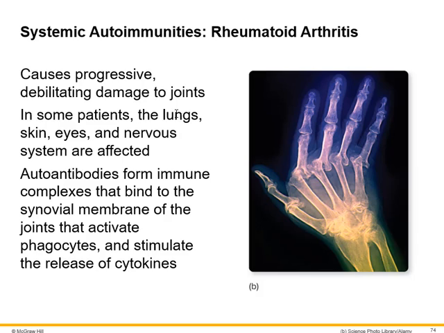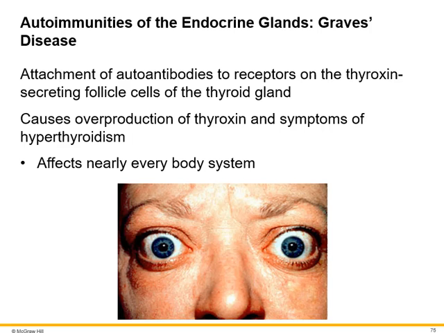If they settle into the lungs, they cause damage there. If they settle into the skin, they cause damage there. If they settle in the eyes or the nervous system, those can be affected as well. So it's not just at the joints. Rheumatoid arthritis can affect all these different systems, but it causes the damage, and then in the healing process, the bones fuse together, and that's what you're seeing on this X-ray.